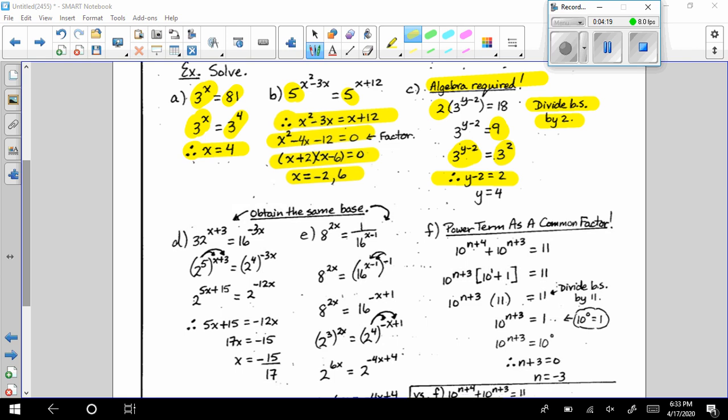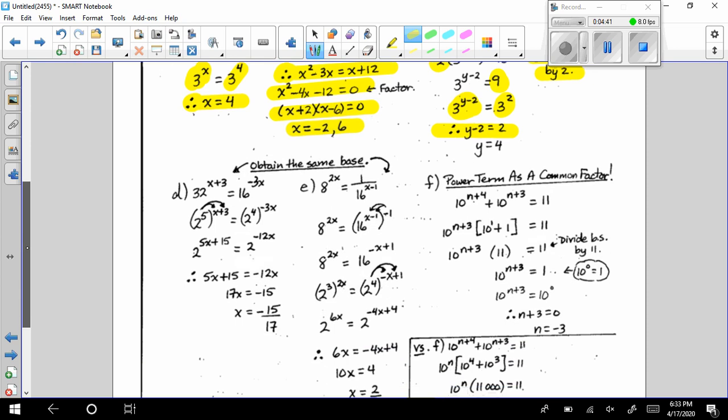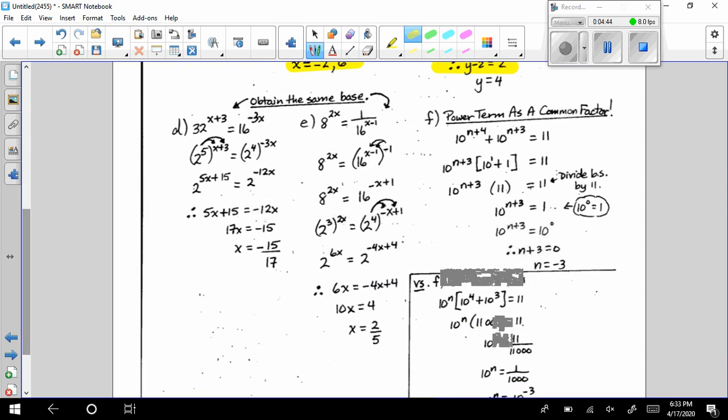Now in both questions A and C, I had a number that needed to be changed into power form. But coming up with the base for that number was not difficult because the base was evident looking at the other side of the equation. I had 3 to the power of x here, so I needed to express this with the same base number. In questions D and E, the base that we need to work with isn't evident in the original question, so you have to think a little bit more about it.